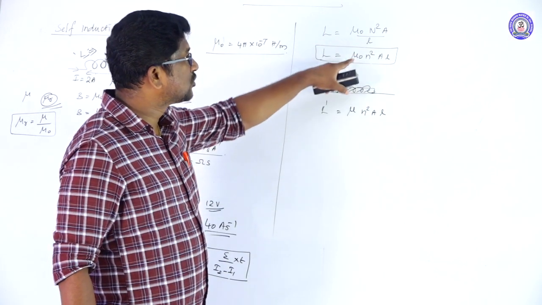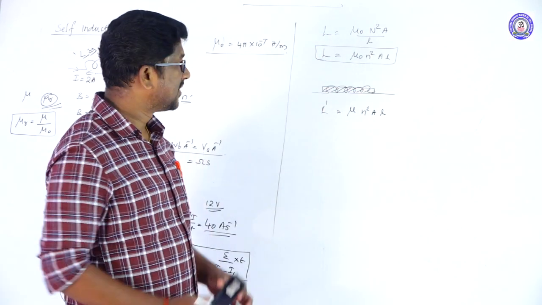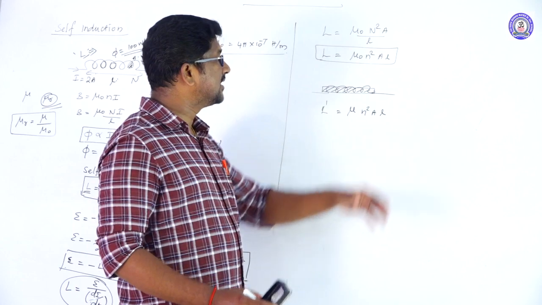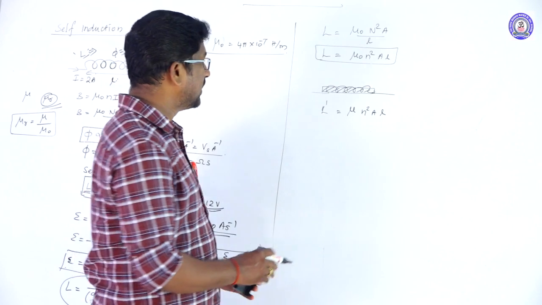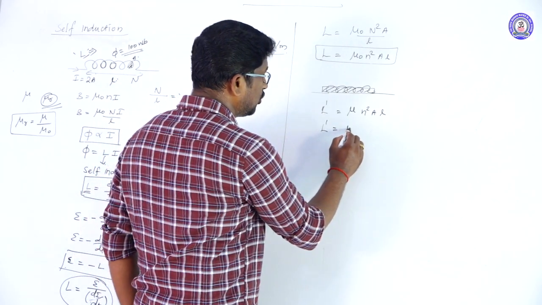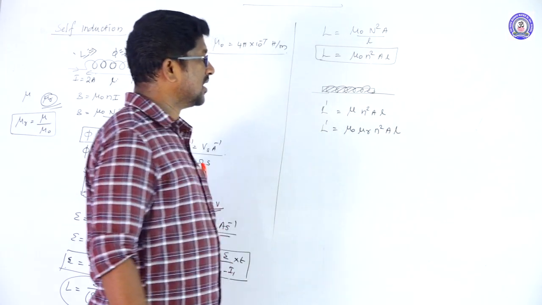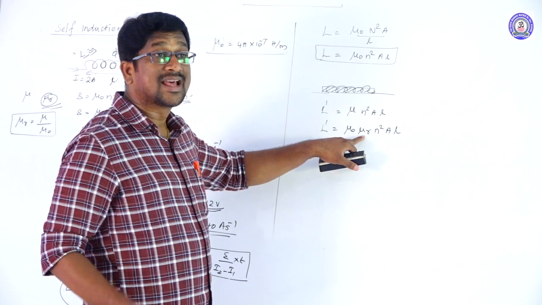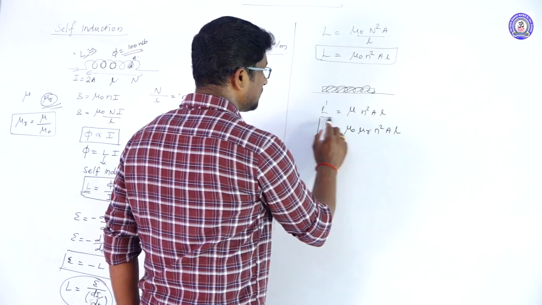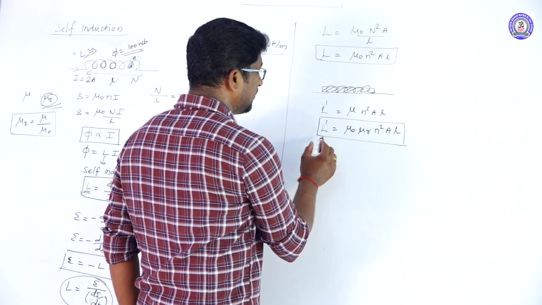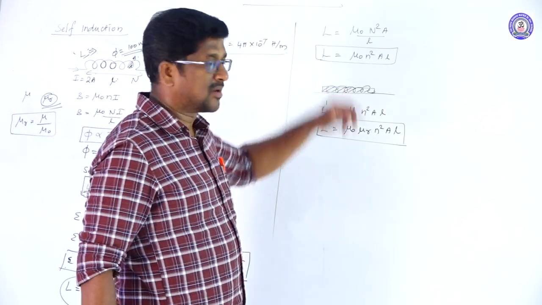If the medium inside the solenoid is air, then self-inductance is given by L equal to mu naught n square A into l. If any material is introduced inside the solenoid, the self-inductance is given by L prime equal to mu naught mu r n square A into l. Mu naught is the permeability of free space, mu r is the relative permeability of the medium. So this is self-inductance with the material medium, and this is self-inductance of the solenoid with the air medium.